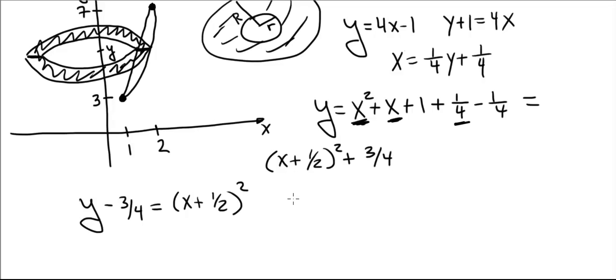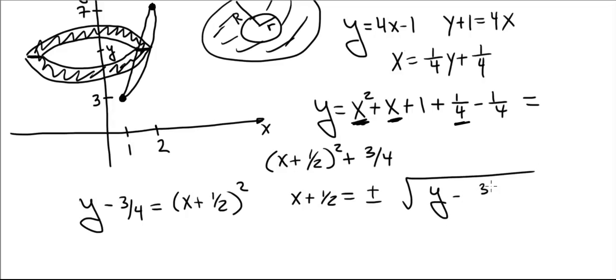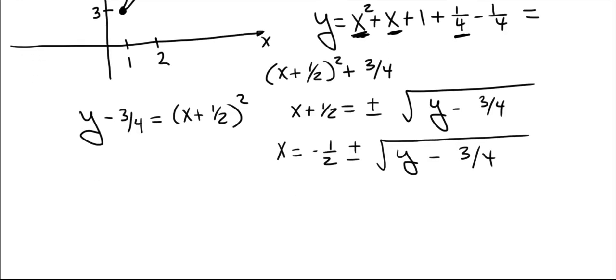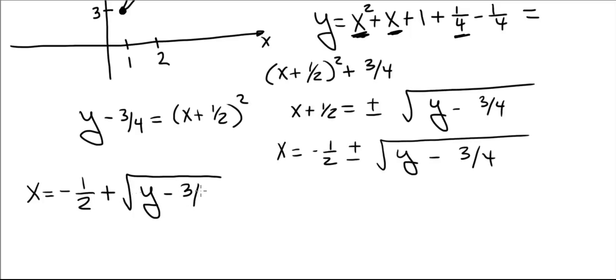Taking the square root of both sides, x plus 1/2 is plus or minus the square root of y minus 3/4. x equals minus 1/2 plus or minus the square root of y minus 3/4. Now notice that on the graph we have the right part of the parabola, so we're going to take the plus. It's described by the equation x equals minus 1/2 plus the square root of y minus 3/4.